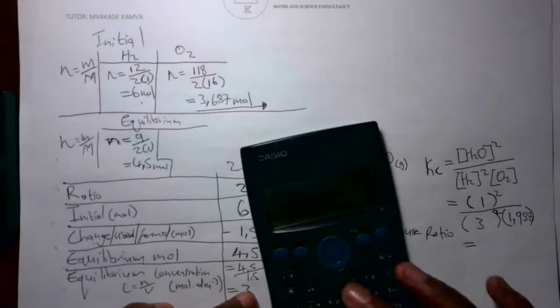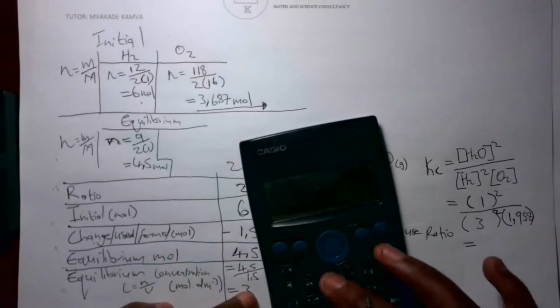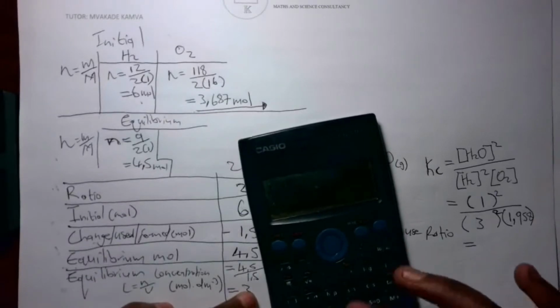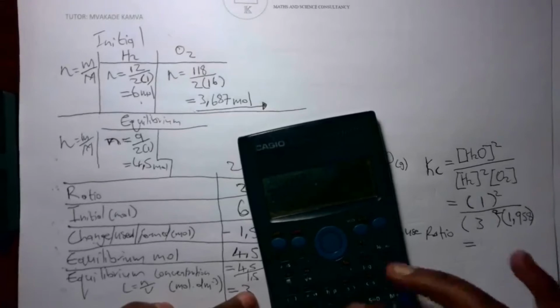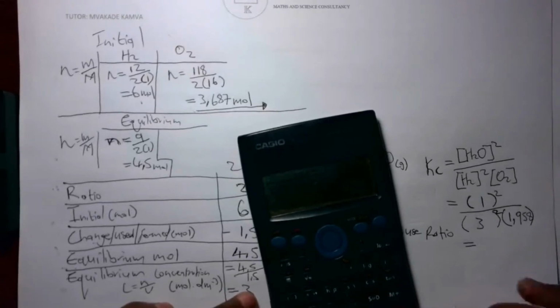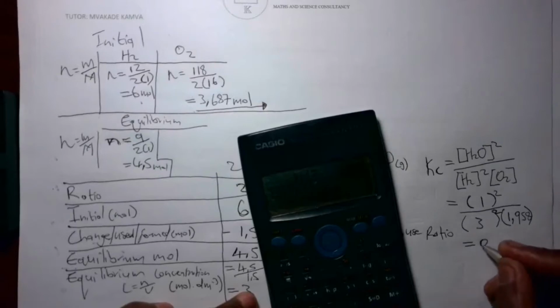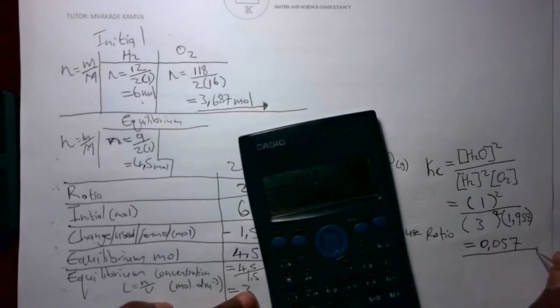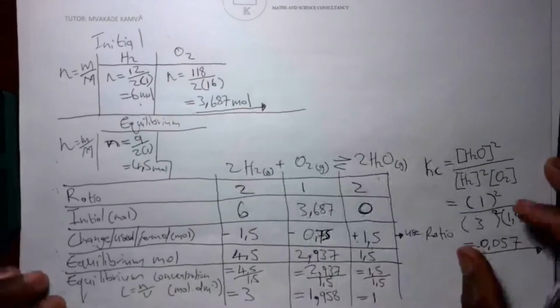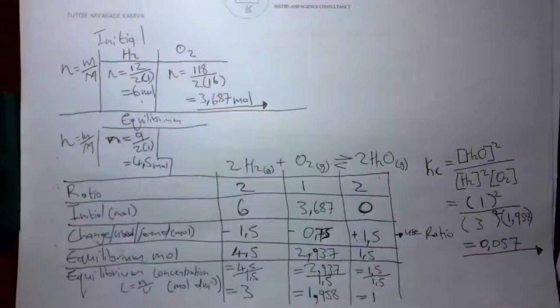So our value for Kc is going to be equal to 1 squared over 3 squared times 1,958. So the value for Kc is going to be 0,0557. Okay, this is going to be our value for Kc. Now we've got the equilibrium constant.